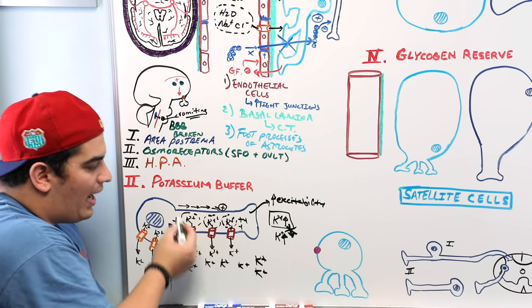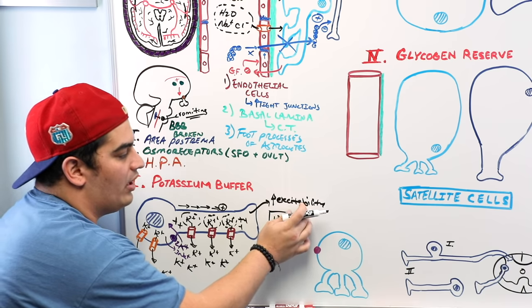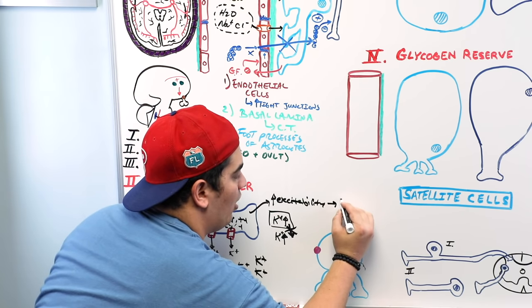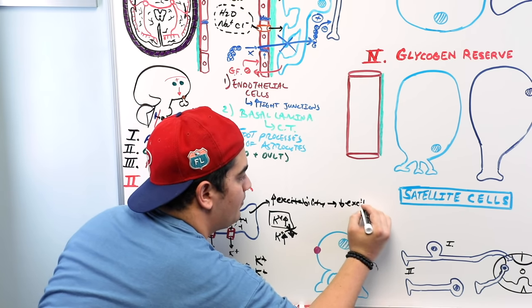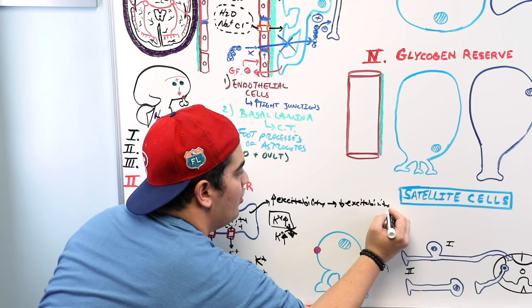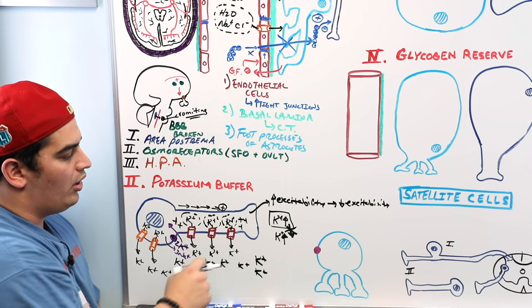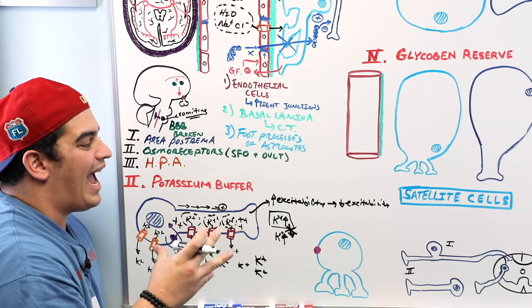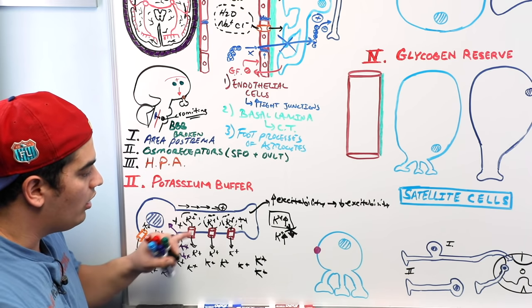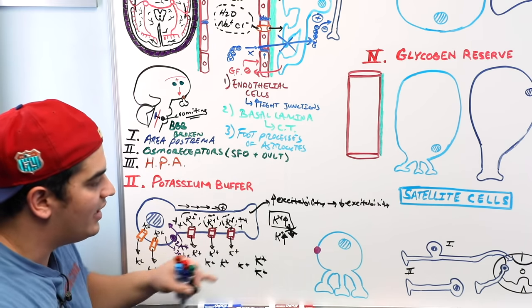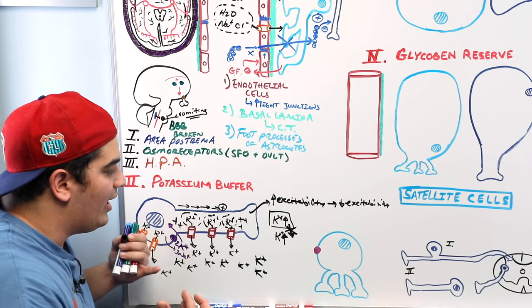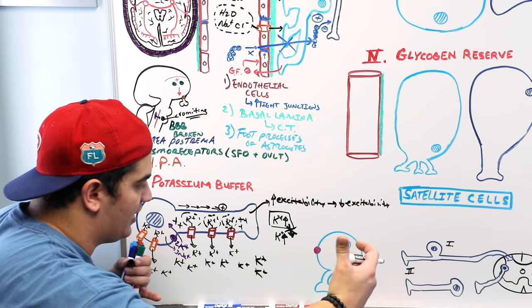Initially, because of all these positive charges, it increases excitability of the neuron. But eventually, it'll actually decrease excitability. And this is due to the voltage-gated sodium channels. Whenever it's positive for too long, they become inactivated. But regardless, that's important. So how do we prevent this increased excitability initially, and then eventually a decreased excitability?